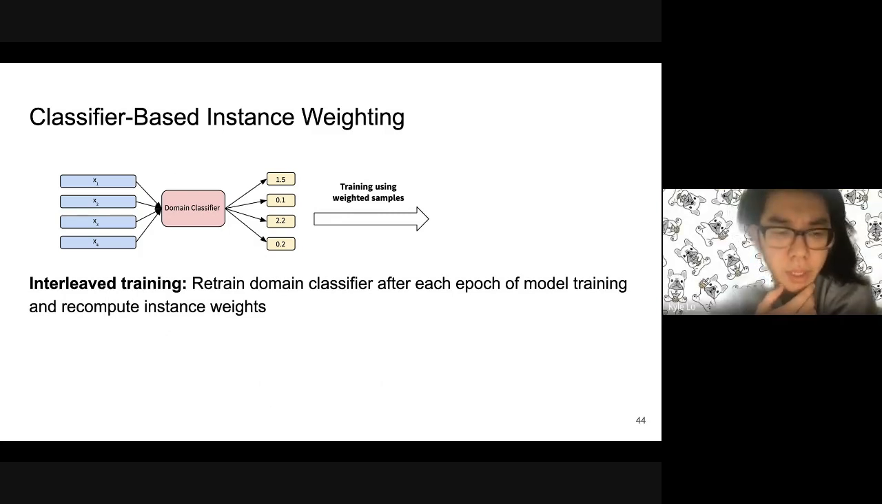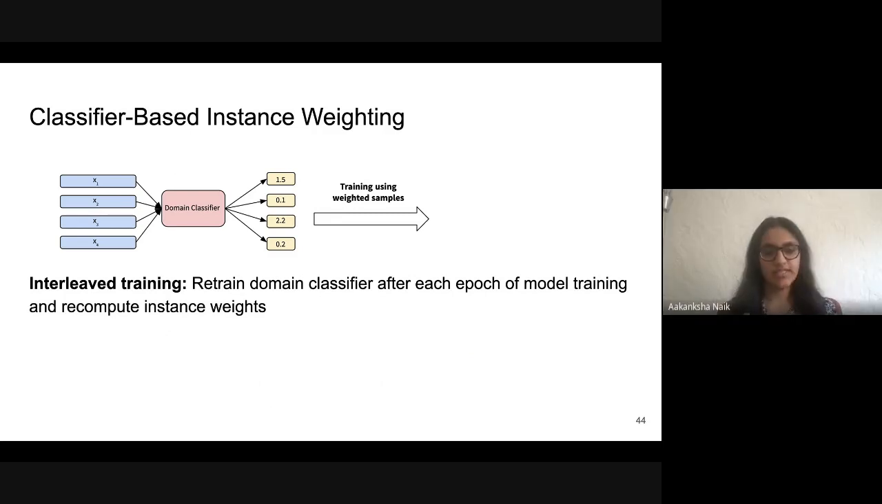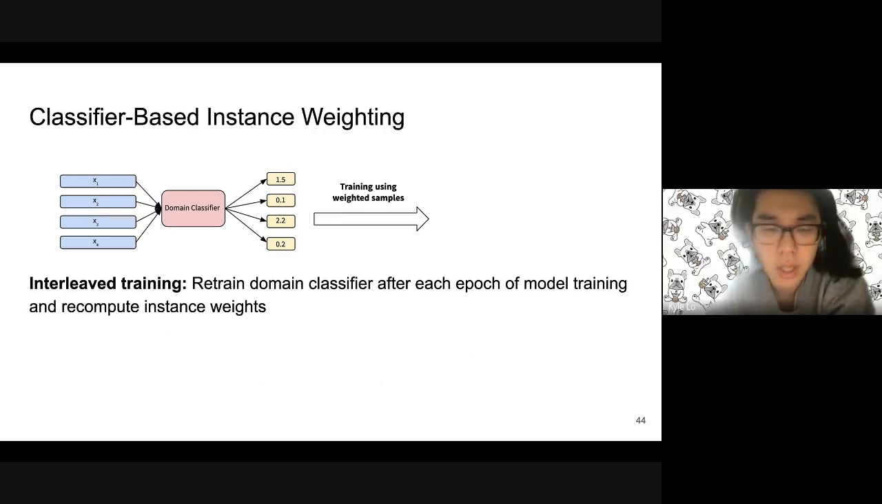Excuse me, Aakanksha. Can you remind me how many domains were used in the training of this? Like how many domains you were considering when using this domain classifier? Two domains at a time. Just two. Okay. Yeah. Thanks.